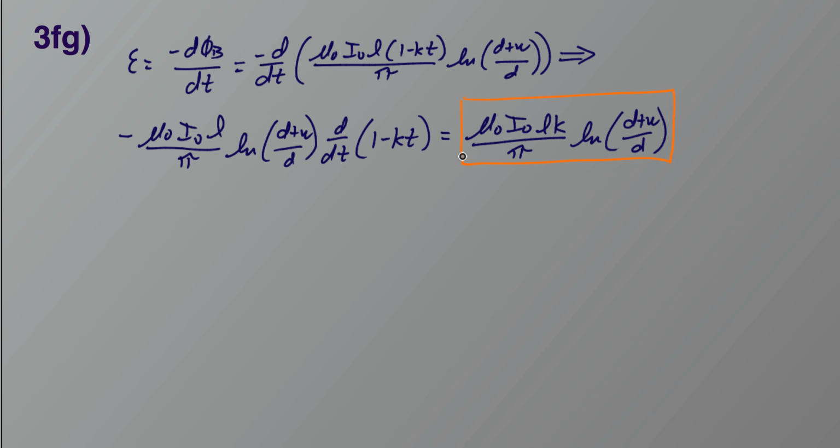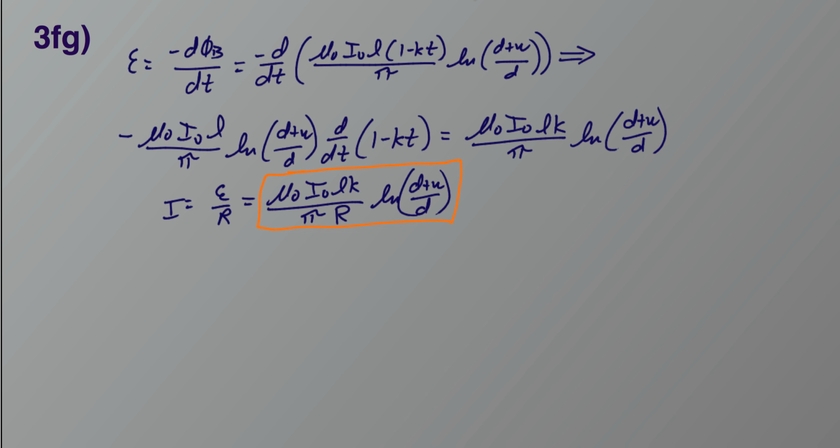So, oops, I've got to be careful there. Might have gone a little fast. There's our EMF. It wants the induced current. So to find the induced current, well, induced current is just our EMF divided by the resistance. So that's going to be mu naught I naught L k over pi, natural log of d plus w over d, divided by our resistance. So it looks to me like we've answered that question, our induced current.